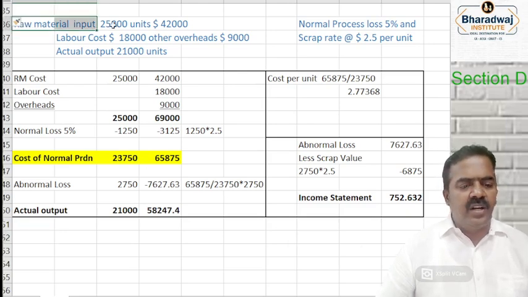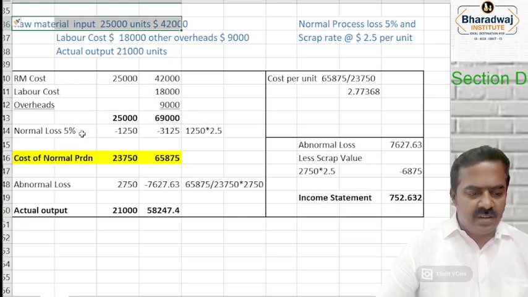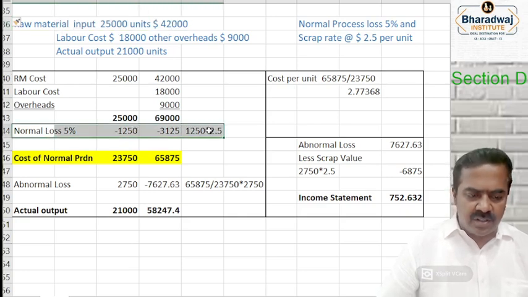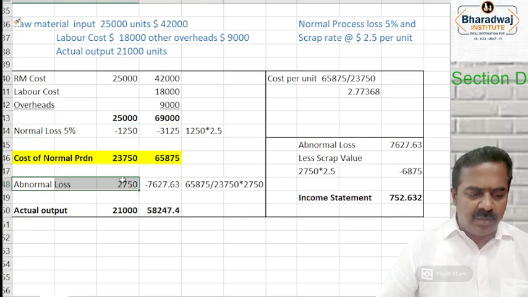See here, 25,000 units are put into process. Everything is processed. Of course, there is a normal loss and abnormal loss.